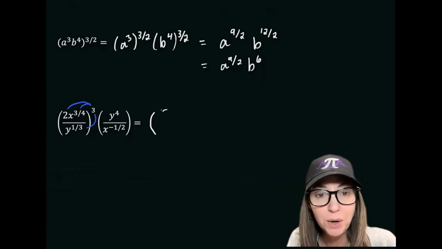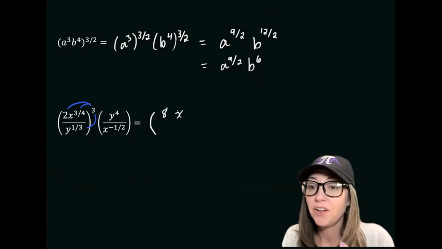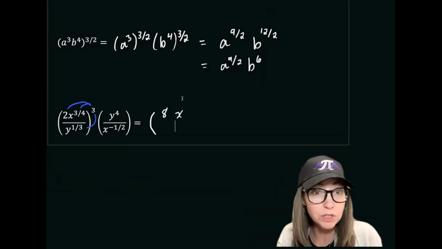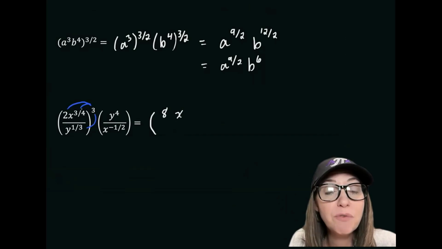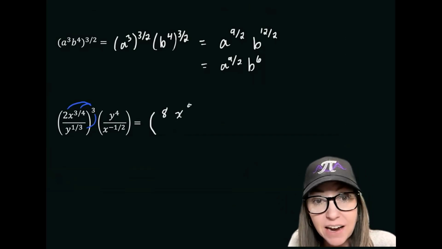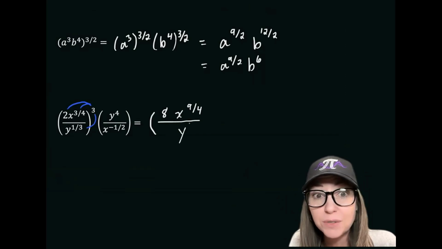So 2 cubed would be 8. Then we have x to the 3/4 cubed. You can write x to the 3/4 cubed, which is what I did up here, or you can go ahead and multiply all in one step. 3/4 times 3 makes 9/4, all over y to the 1/3 times 3, which is 1. So that's just over y.